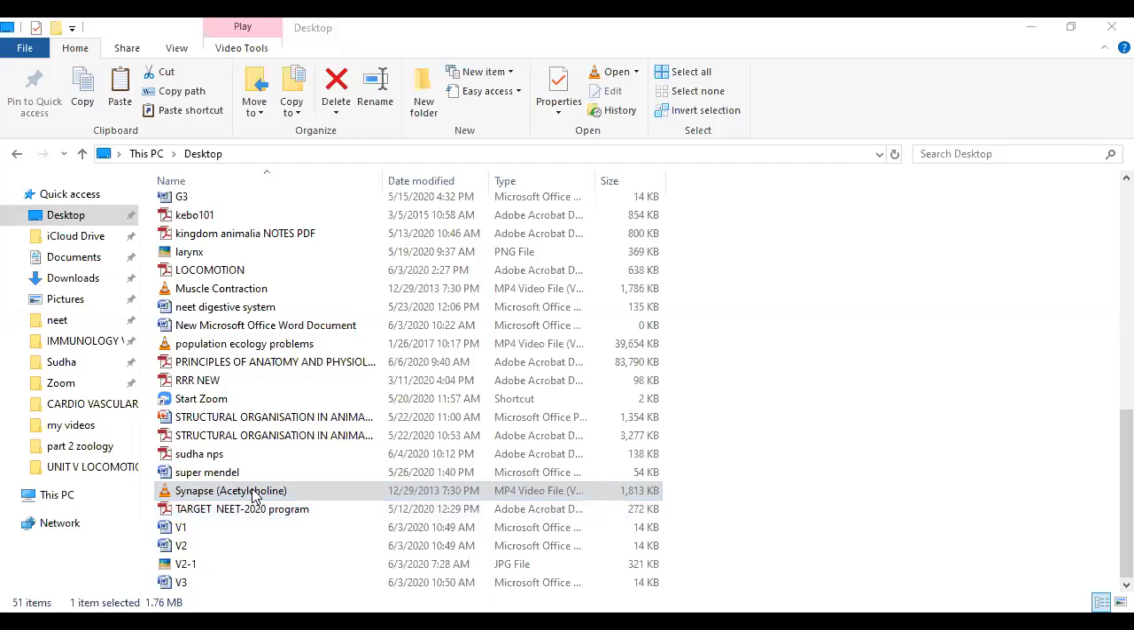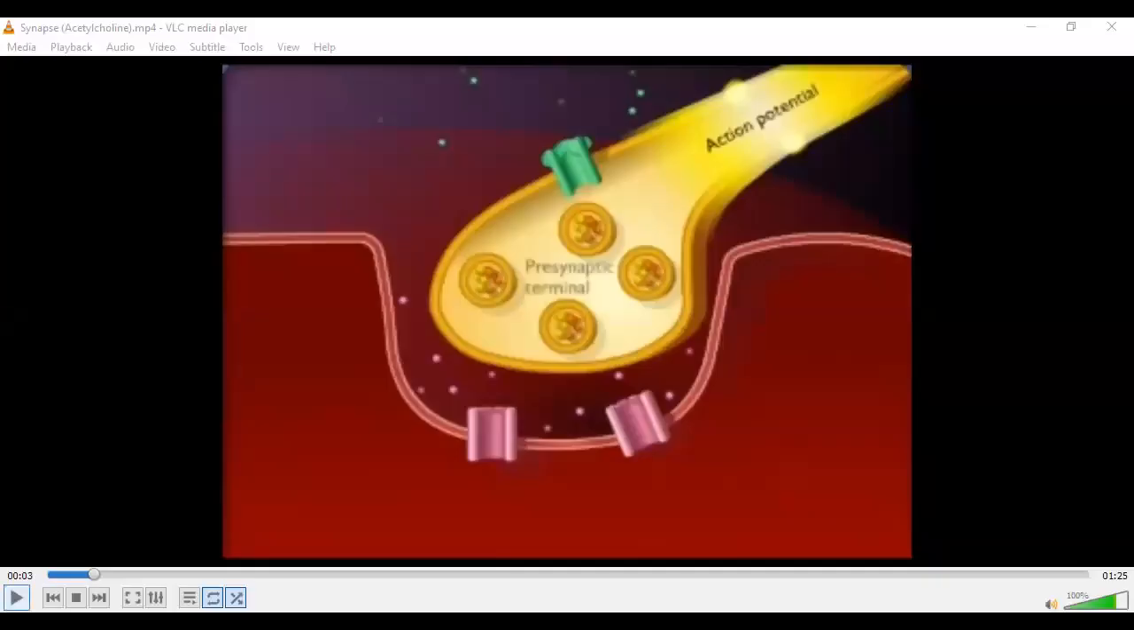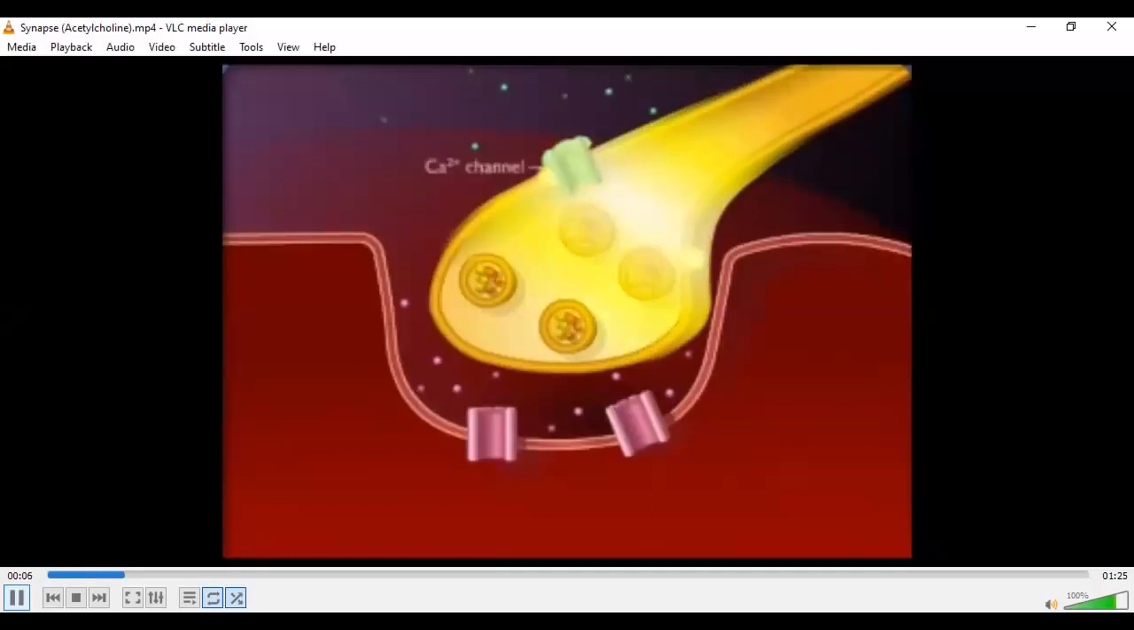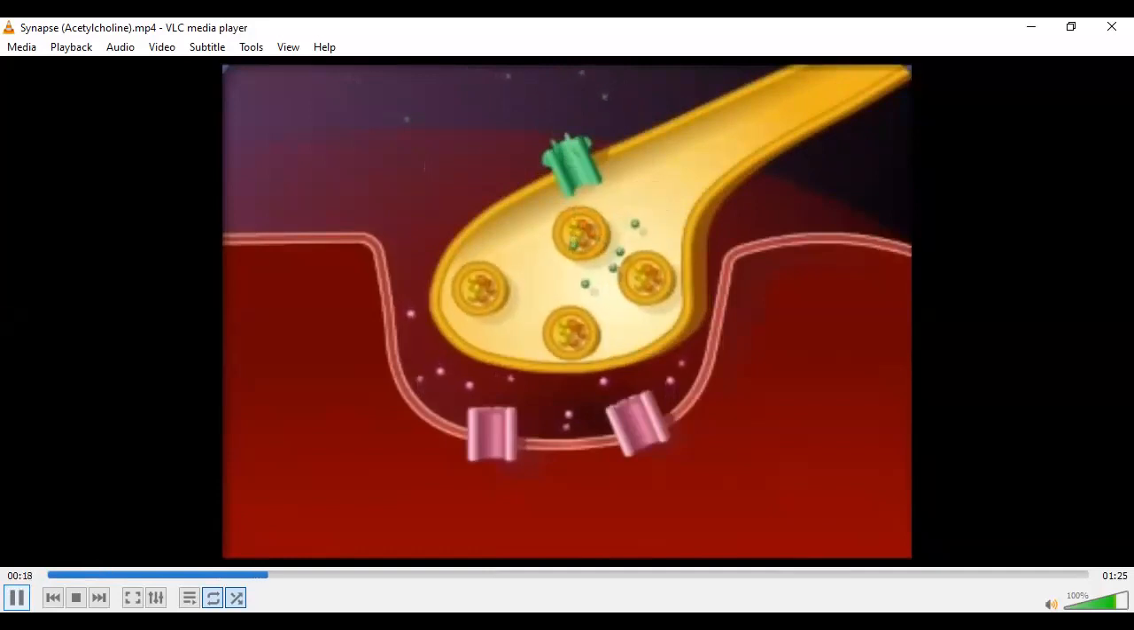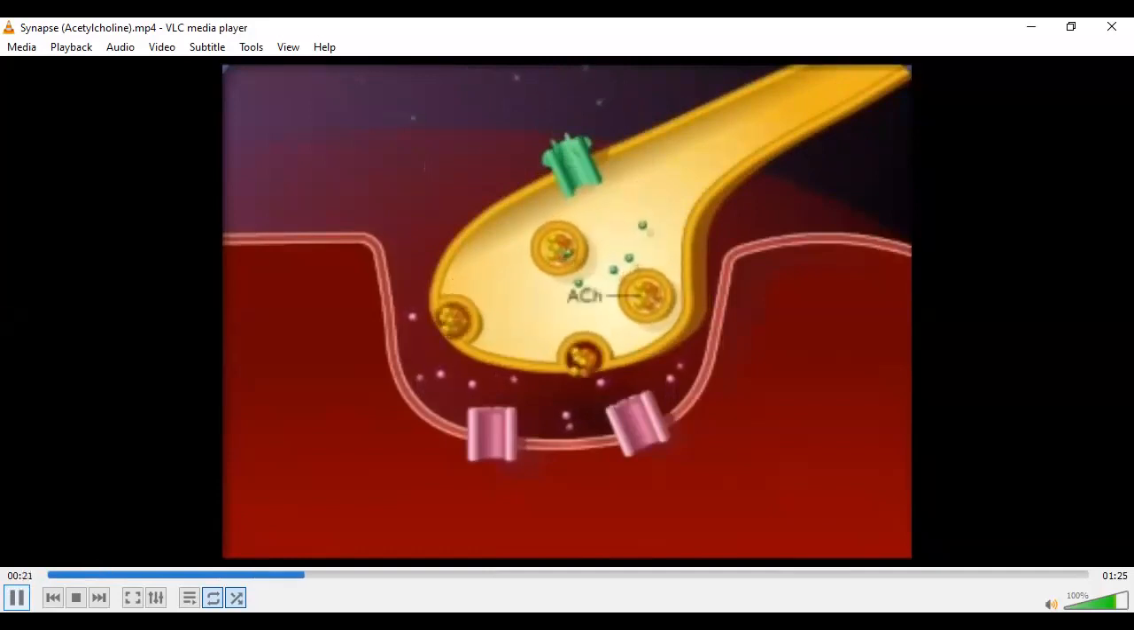An action potential arrives at the presynapse. Yes. Synaptic terminal causing voltage-gated calcium ion channels to open, increasing the calcium ion permeability of the presynaptic terminal cell membrane. Calcium ions enter the presynaptic terminal and cause vesicles to release their neurotransmitter acetylcholine from the synaptic vesicles into the presynaptic cleft.